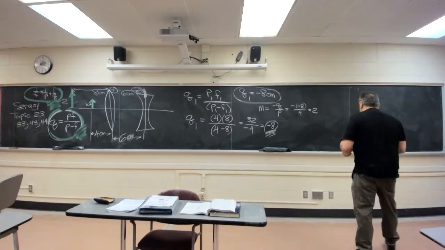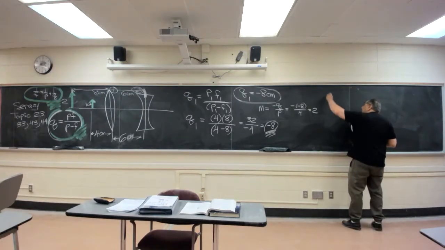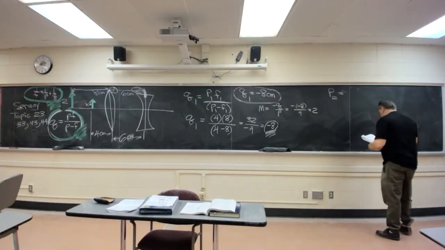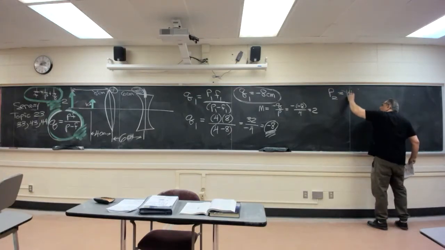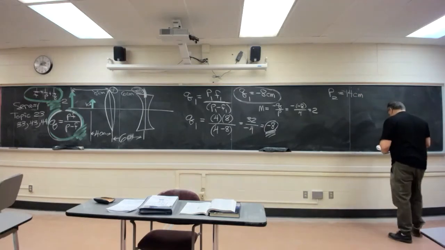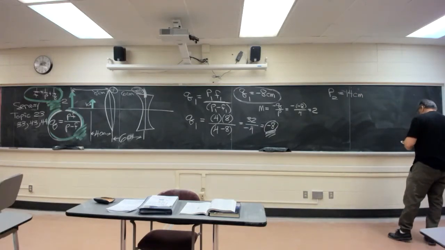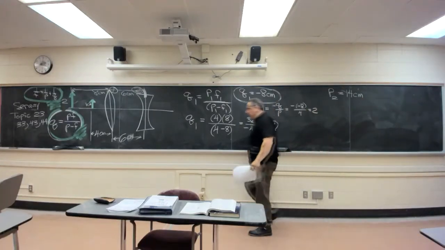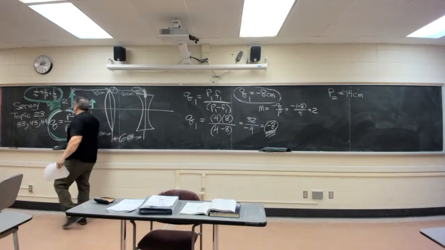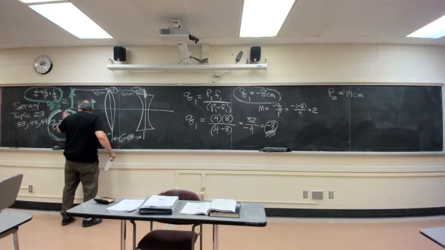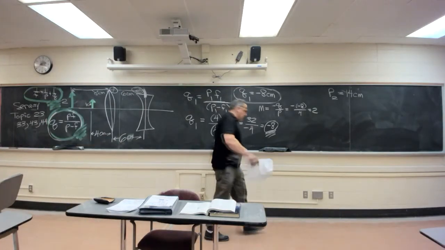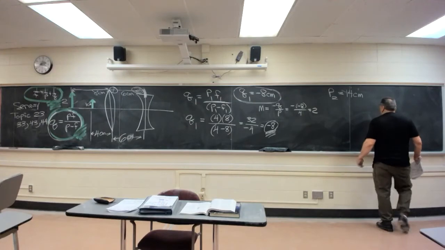P2 is to the left of the diverging lens. So what we have here is the new situation, 14 centimeters. Here we go. We deal with the lens equation again. We're going to find where this image is, using what we've done in the past. That's the modus operandi on this stuff: Q equals PF over P minus F.